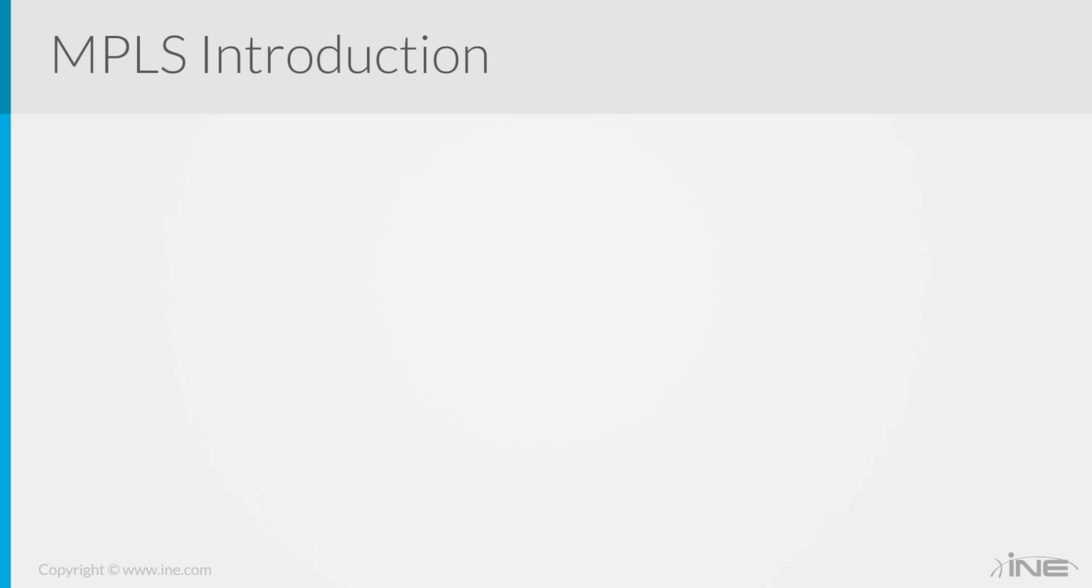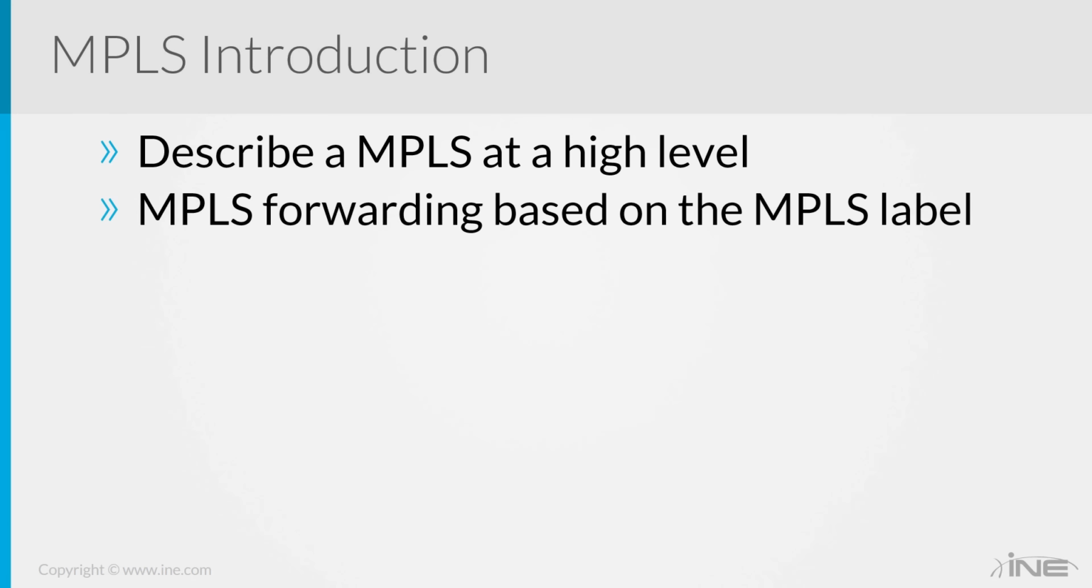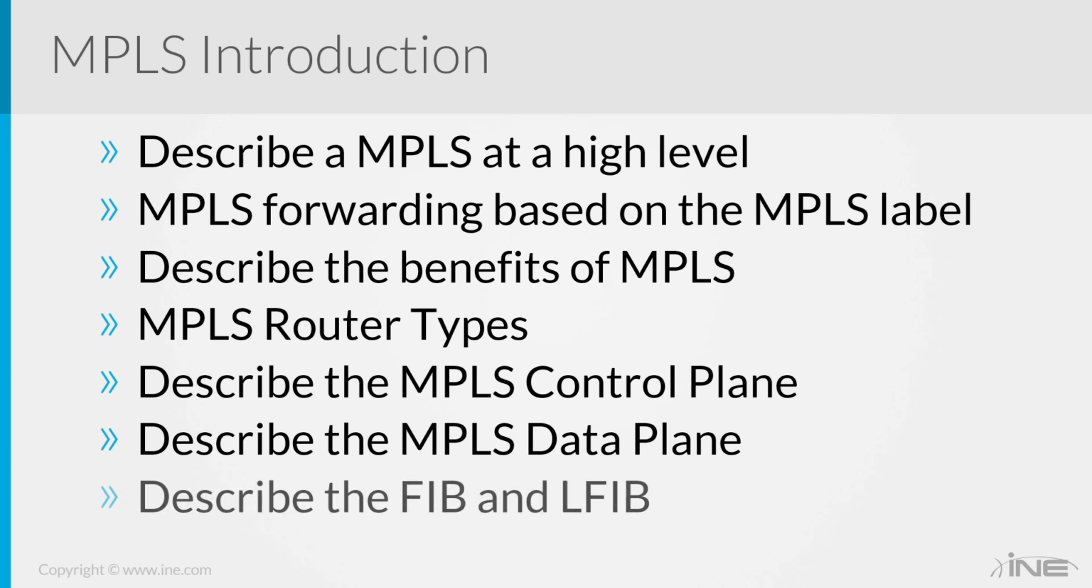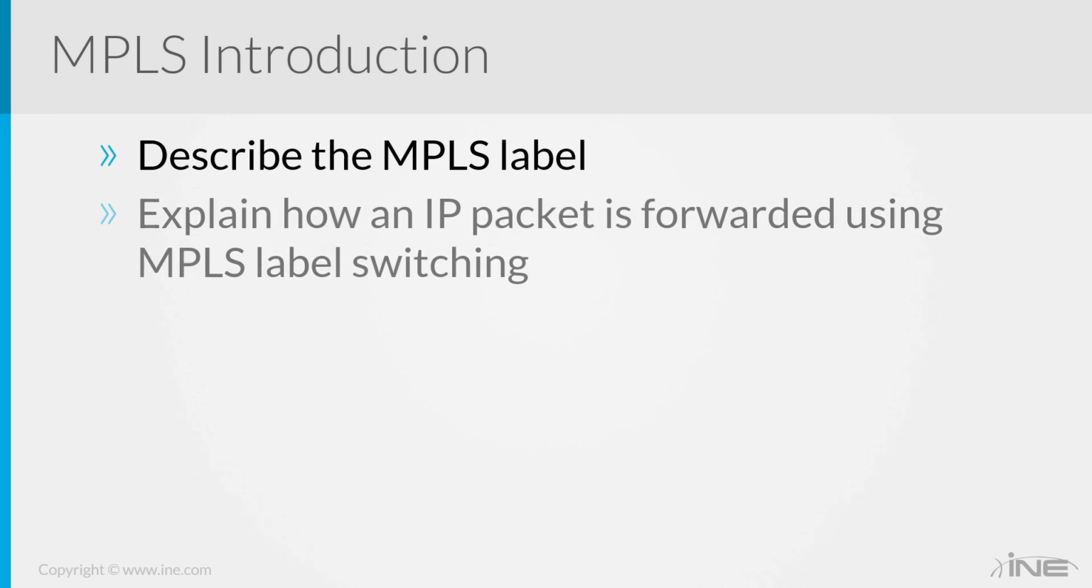Once we've gotten through the before MPLS came out, then we'll take a look at what MPLS is. We'll describe MPLS at a high level and how it forms based on the label. We'll describe the benefits of MPLS, the different router types that you'll see within MPLS, the control and data plane, the FIB and the LFIB, as well as describing the MPLS label. We'll explain how an IP packet is forwarded using MPLS label switching.